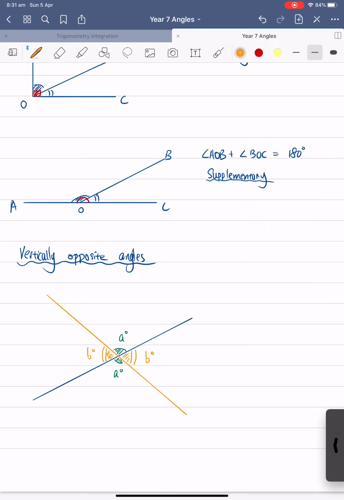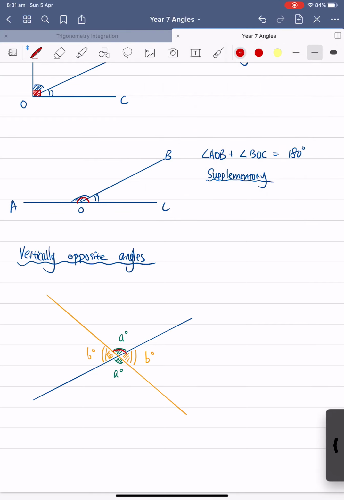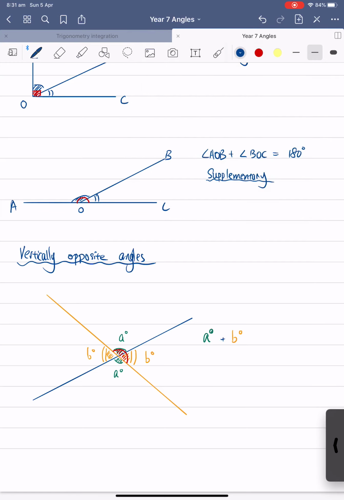Now if you want to know the reason why vertically opposite angles are equal to each other, I can prove it to you. If we pay attention to this angle here, that is a straight angle, which means it's 180 degrees. That tells you that angle A plus angle B should equal 180 degrees, because angle A plus angle B is 180.